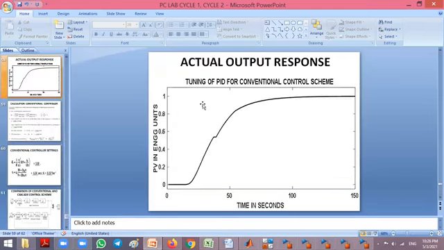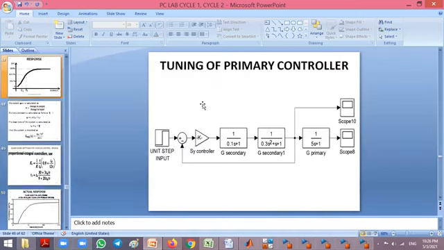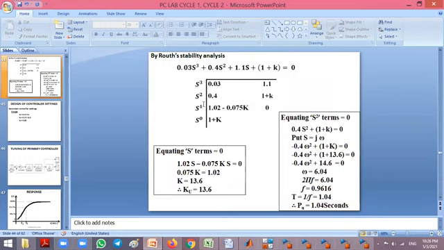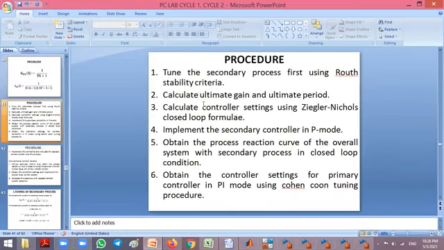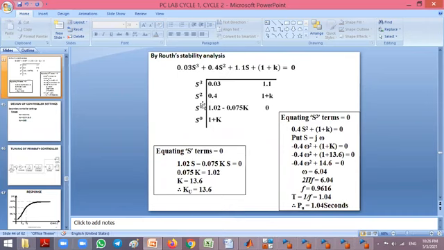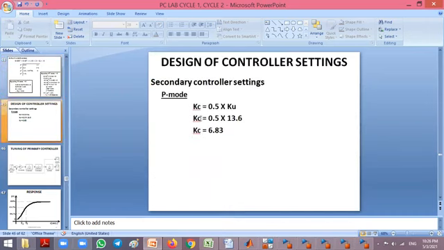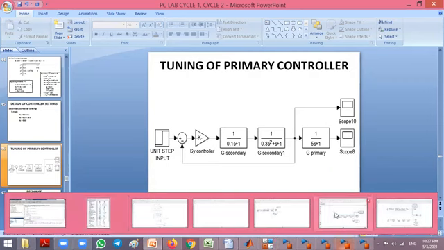Now we will go to MATLAB. The problem will be given like this. We are going to tune the secondary using the theoretical approach. The theoretical approach is root, so in the root you can find the P mode control action. Now we are going to do tuning of the primary controller.